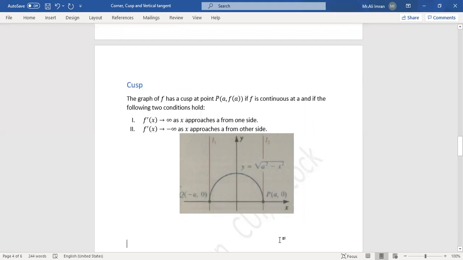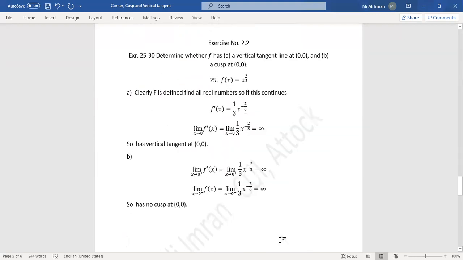So this function has a cusp. Now we will do some questions from exercise 2.2, questions 25 to 30. Determine whether f has a vertical tangent line at (0, 0), and in part b we have to check whether the function has a cusp or not.